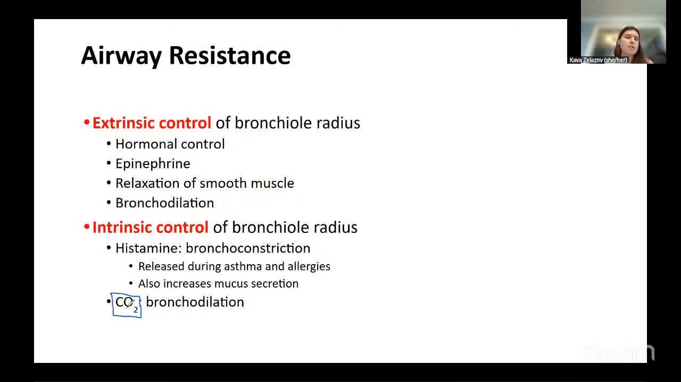So when we see extra carbon dioxide in the bronchioles, that creates dilation, right? So bronchodilation is an effect of a buildup of carbon dioxide because it's really important to your body that you be able to breathe out that carbon dioxide easily and quickly, right? So we're going to expand our radius of a bronchiole, decrease that resistance, and breathe that carbon dioxide out as quickly as we can.